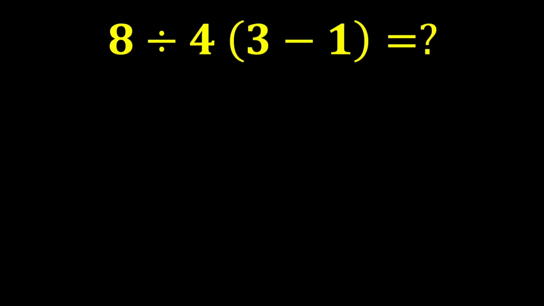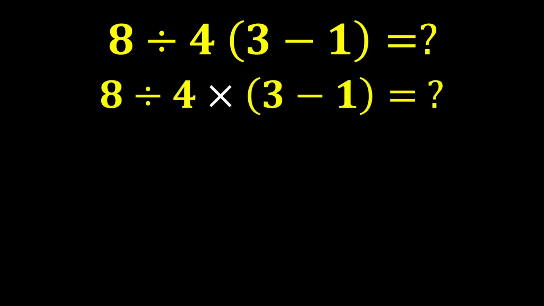8 divided by 4 times (3 minus 1). In this expression, there is one division, one multiplication, and one parentheses. Inside the parentheses, there is a subtraction. The multiplication is written here. In mathematics, when a number is placed next to parentheses, it means that the number is multiplied by whatever is inside the parentheses. However, for simplicity, the multiplication sign is usually not written.